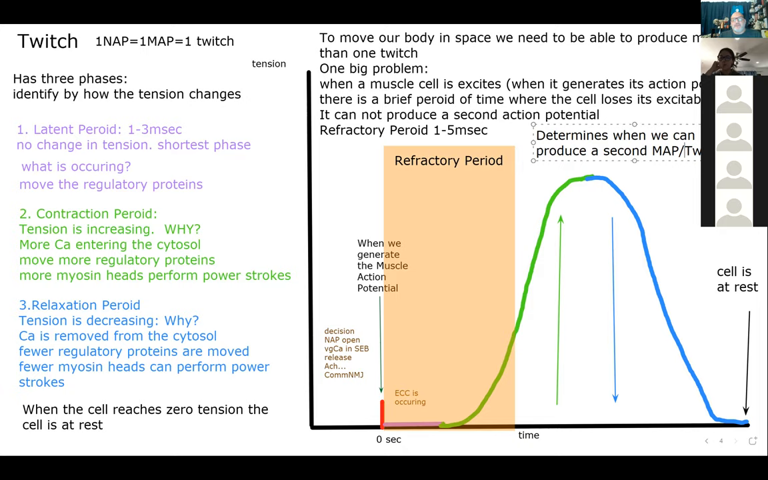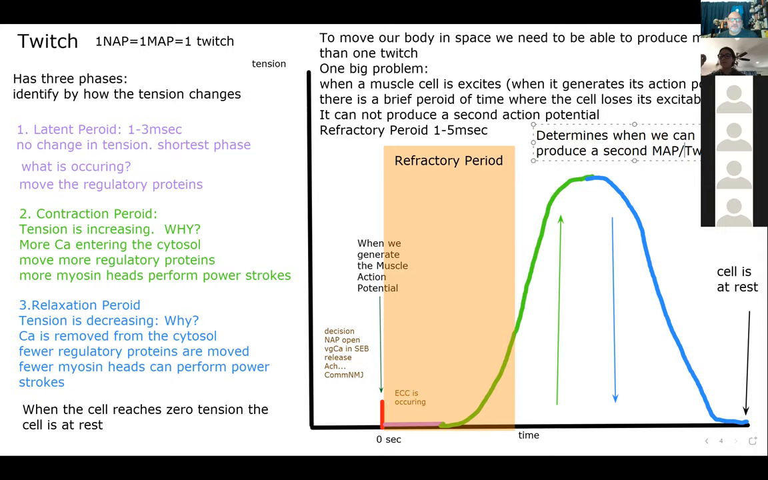Okay. We will see why the refractory period is important, because as we've mentioned, if I'm going to lift my cup of coffee to my face, I'm not going to do that with a single twitch, right? I want to do that with a sustained contraction. And to do that sustained contraction requires multiple twitches. But can I do multiple twitches immediately, one twitch, and then 1 millisecond later, another twitch, and 1 millisecond later, a third twitch? No, there's got to be a little bit of a delay. And we'll see why that's important in just a minute. All right.